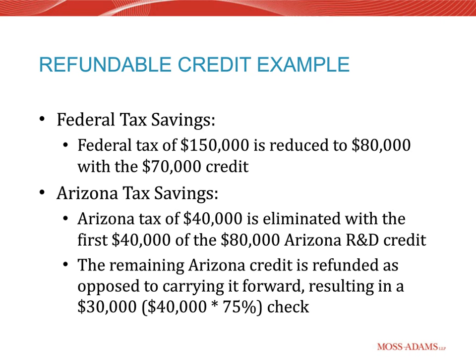So this next slide just shows a breakdown of that benefit again. $140,000 in total benefit, $70,000 in federal tax savings, $40,000 in Arizona tax savings, and then $30,000 in the form of a cash payment for taxes that they never owed or never paid.